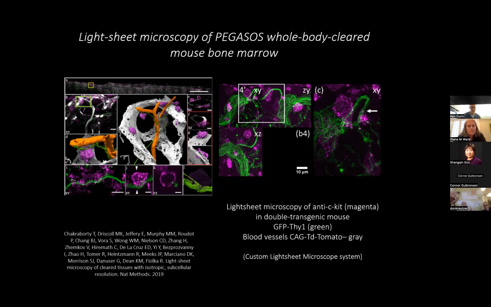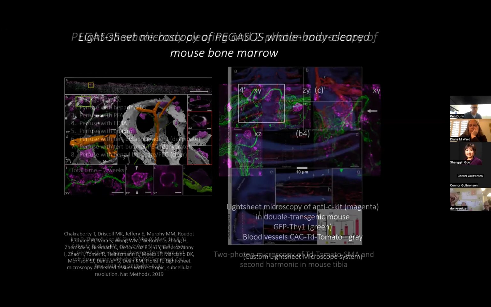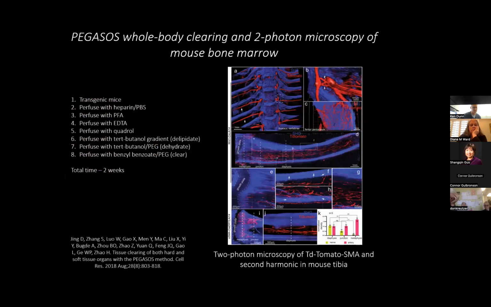And this is a custom light sheet microscope that came out of Texas, Rado Fialka's lab, who does some really interesting work. And I guess the reason I'm showing this is a third method of clearing called Pegasus. And Pegasus, I guess I didn't show the method. Yeah, here it is. You actually perfuse the animal. You're doing the clearing in the intact animal.